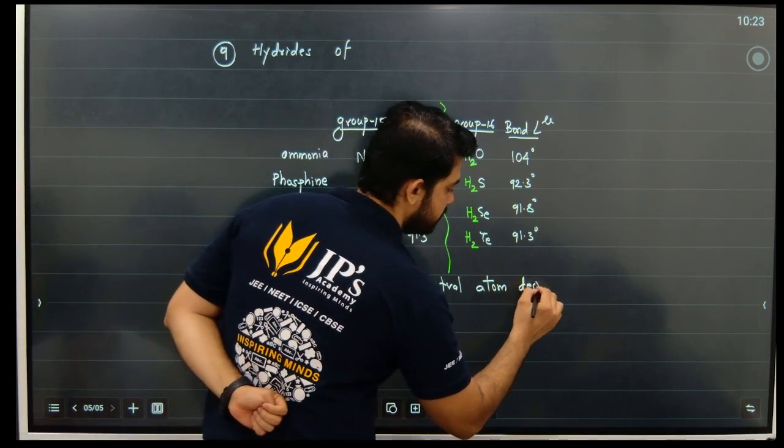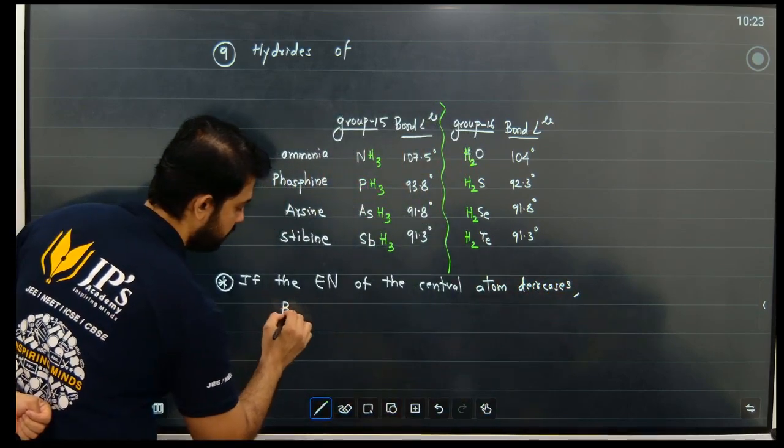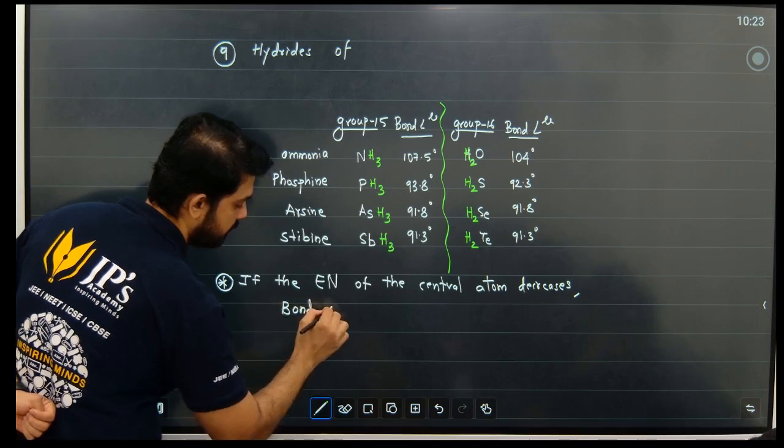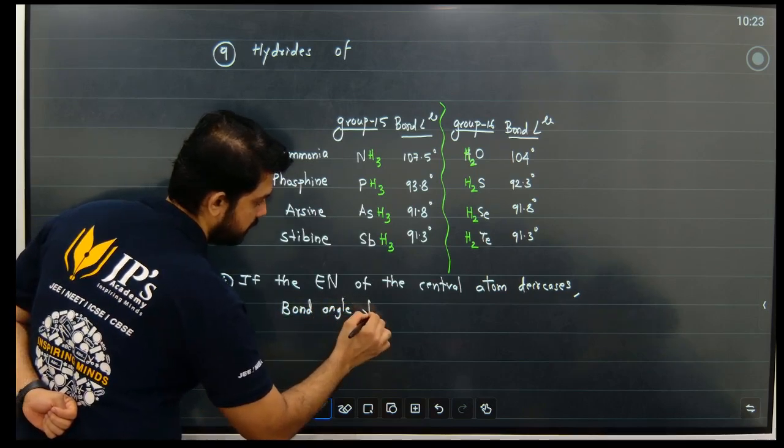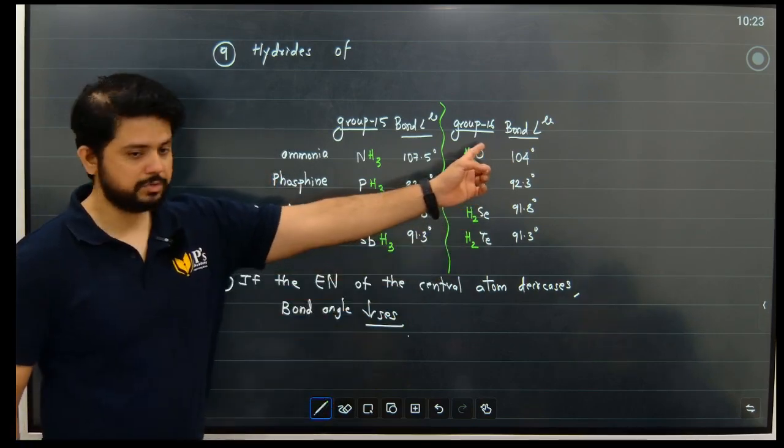decreases, bond angle decreases. And the same can be observed even over here.